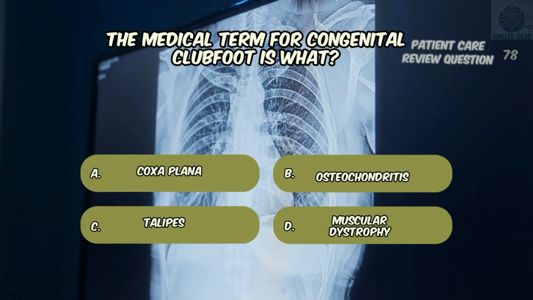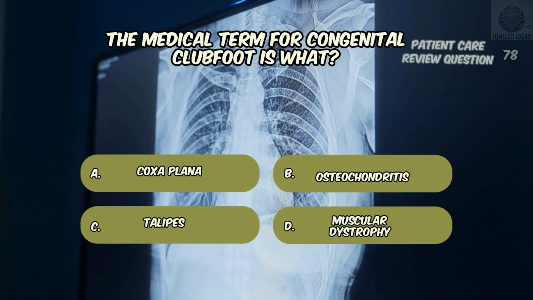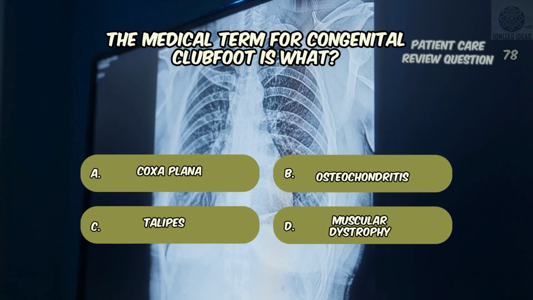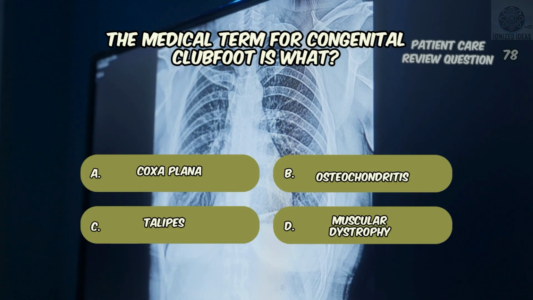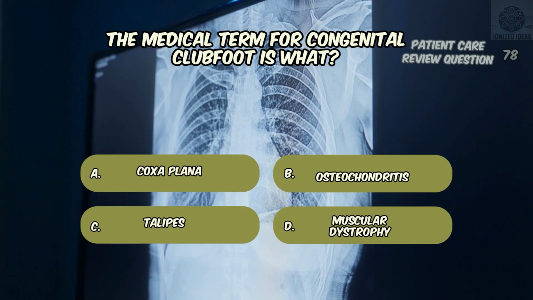The medical term for congenital clubfoot is what? A. Coxa plana. B. Osteochondritis. C. Talipes. D. Muscular dystrophy.